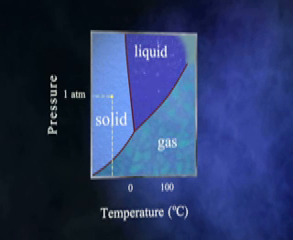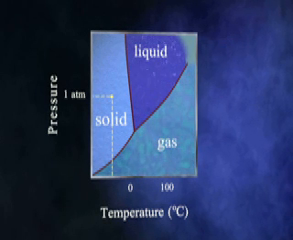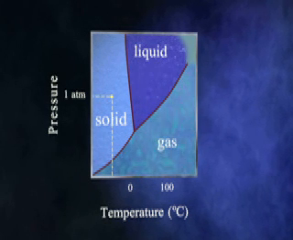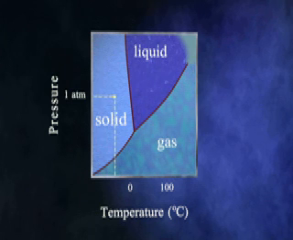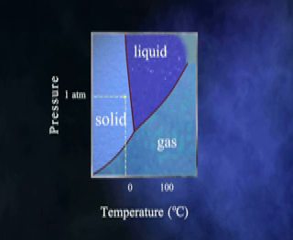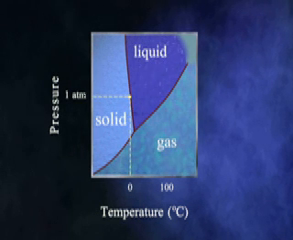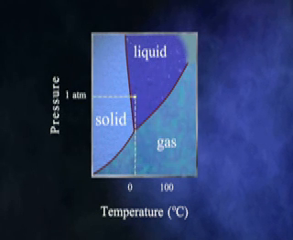When a sample of solid water or ice at 1 atmosphere of pressure is heated, it will melt when the normal melting point, 0 degrees Celsius, is reached. At this point, water crosses the solid-liquid phase boundary.